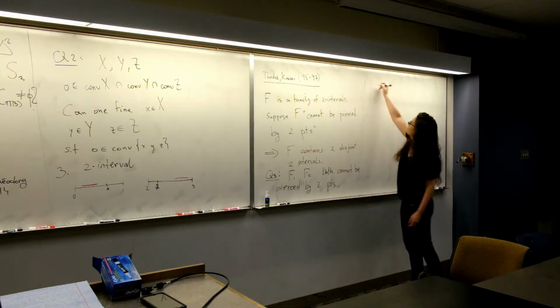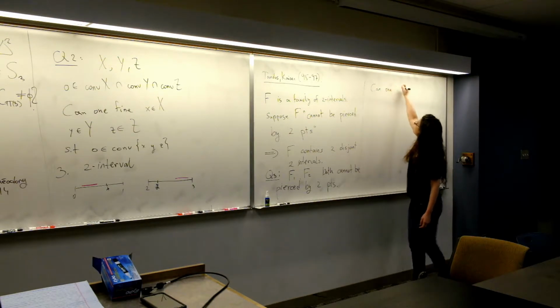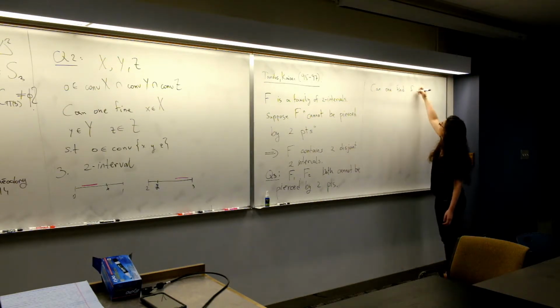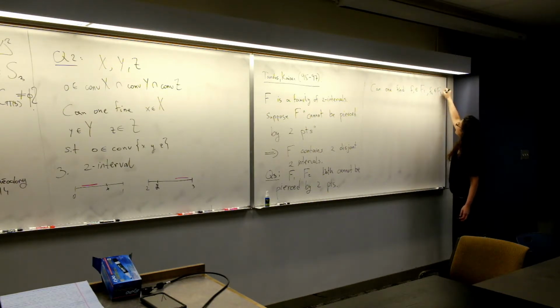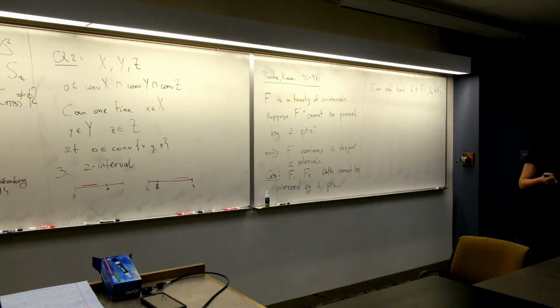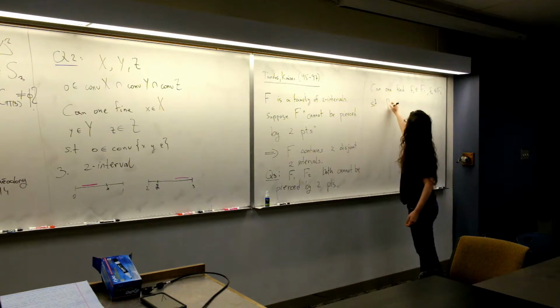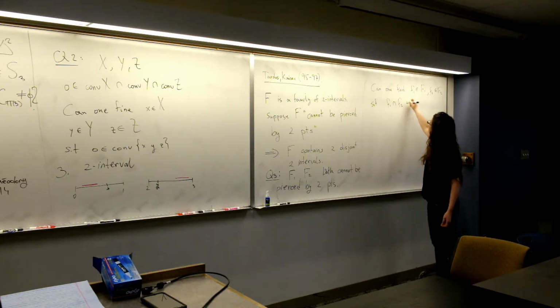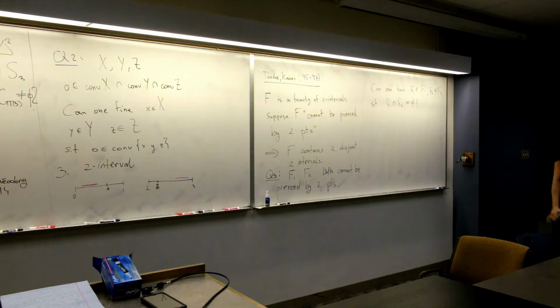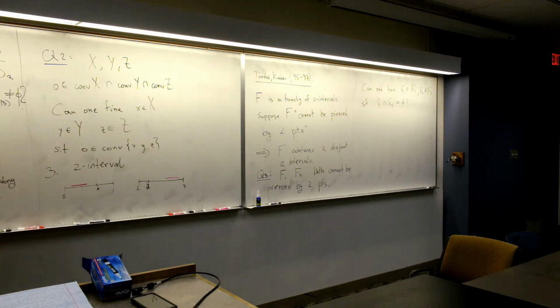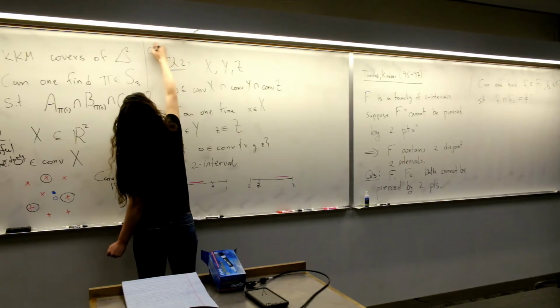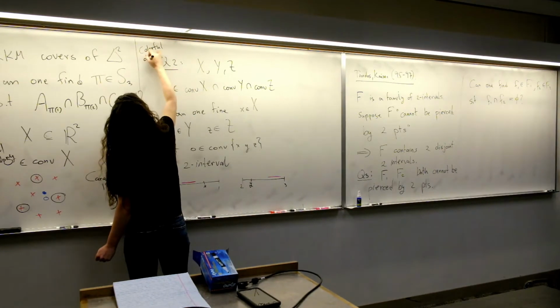The question is, can one find F1 in the first family, some 2-interval, and another 2-interval F2 in the second family, such that these are disjoint, such that F1 intersection with F2 is empty. Okay, so we want now a colorful version of the 2-intervals or the d-intervals theorem. So let us call this colorful d-interval.